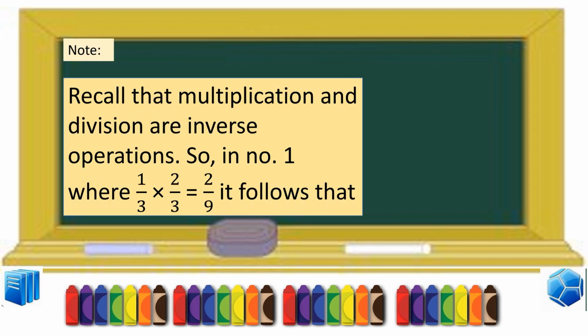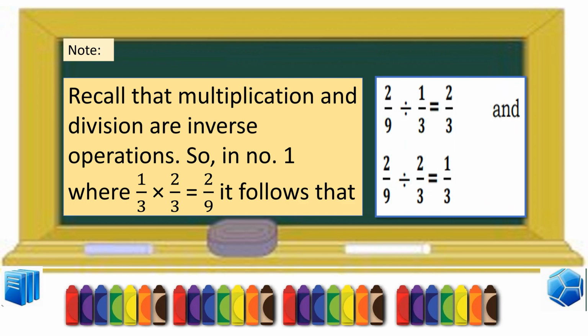Note, recall that multiplication and division are inverse operations. So, in number 1, where 1/3 times 2/3 equals 2/9, it follows that 2/9 divided by 1/3 equals 2/3, and 2/9 divided by 2/3 equals 1/3.